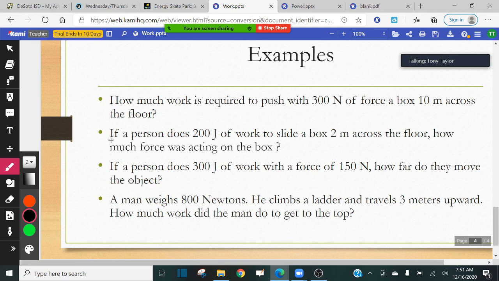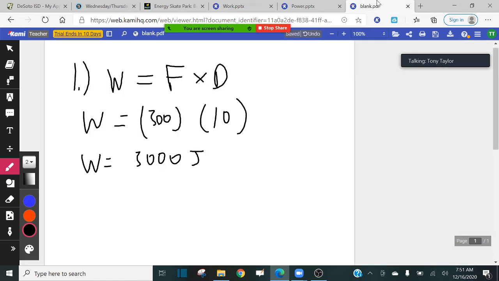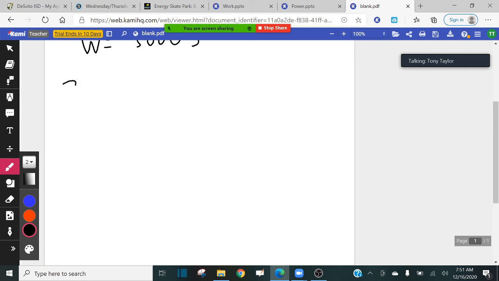So let's look at number 2. If a person does 200 joules of work to slide a box 2 meters across the floor, how much force was acting on the box? Okay. So let's write our equation here. Number 2. So work is equal to force times distance.